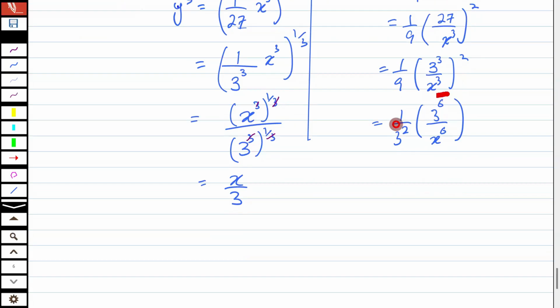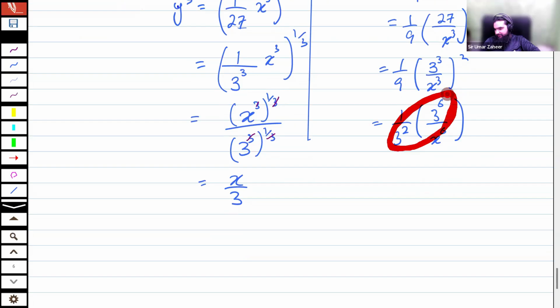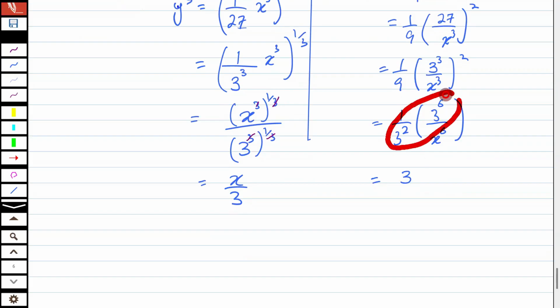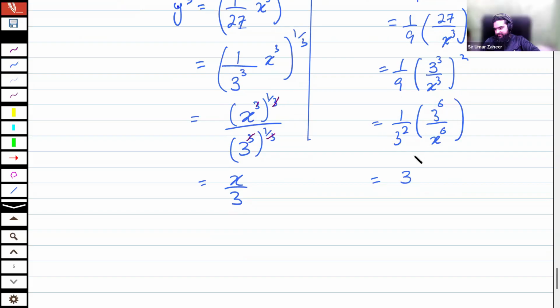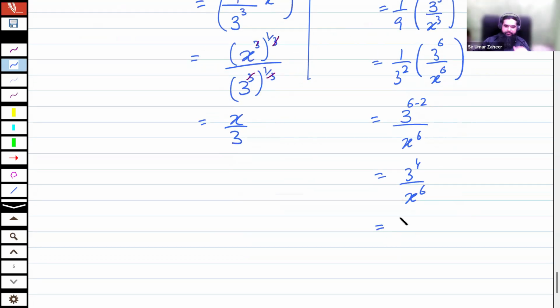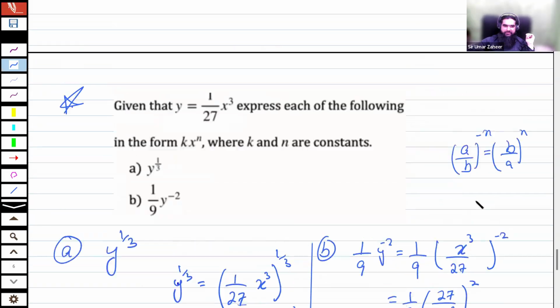No, sir. Okay, now they have the same base, and they are dividing. So what will we do? We will subtract the powers. So 3 power 6 minus 2 divided by x power 6, it will be 3 power 4 divided by x power 6, and 3 power 4 will be equal to 81. That will be equal to 81 divided by x power 6.